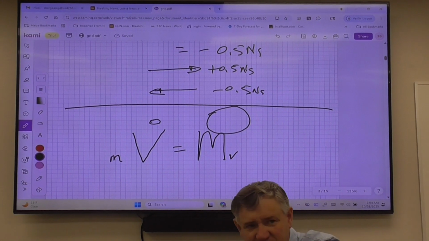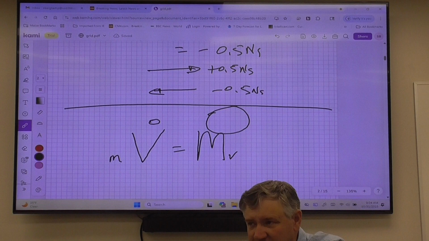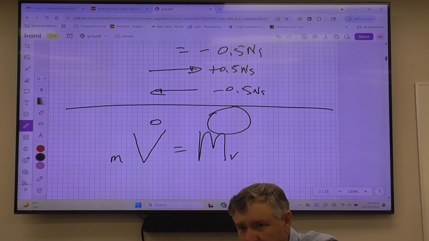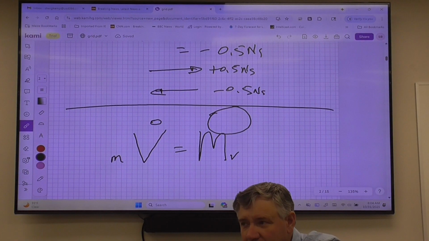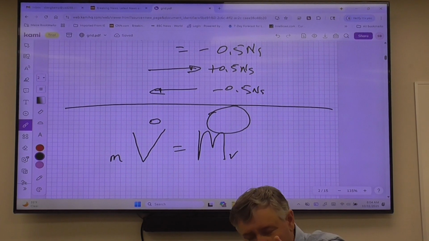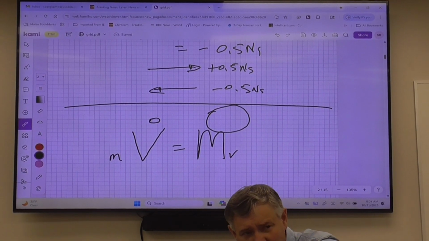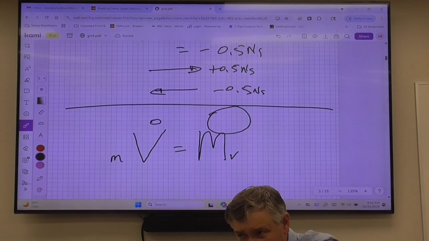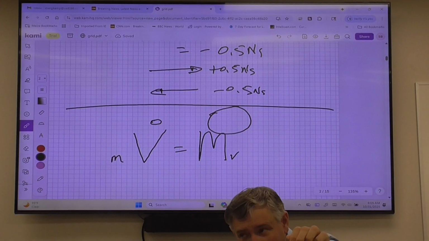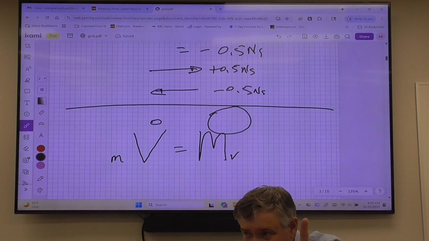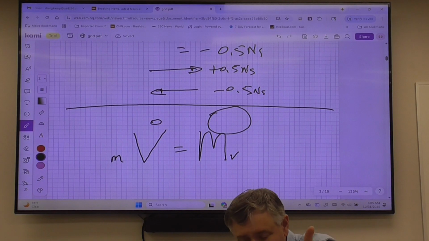Is it possible to change the momentum of an object? Yes. Pretty simple. We just push it and change the velocity. So for now, we're going to assume that the mass remains constant. Once we get into rocket engines, you'll see that that isn't true. But for now, we're going to assume that the mass is constant.